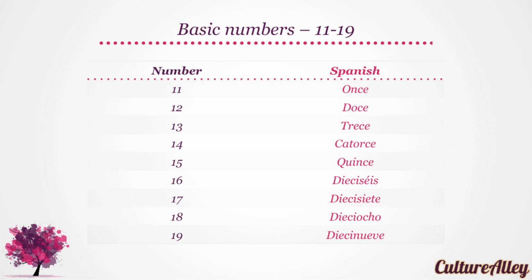We already learned the translation of numbers 0 to 10. We will now take a look at the translation of numbers 11 to 19. 11 becomes once. 12 becomes doce. 13 becomes trece. 14 is catorce. Good. Next is 15. 15 translates to quince. 16 will become dieciséis. 17 gets translated as diecisiete. 18 is dieciocho in Spanish. 19 becomes diecinueve.